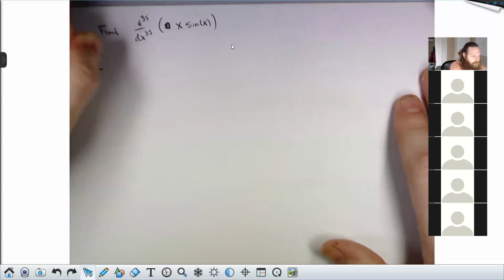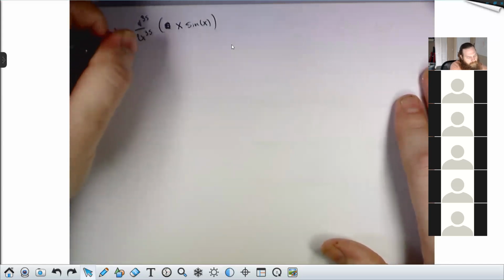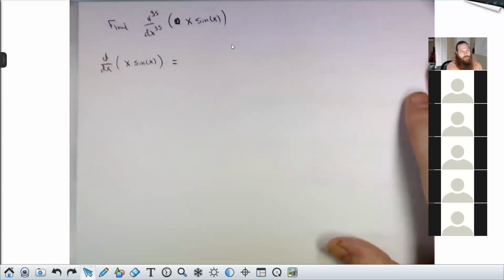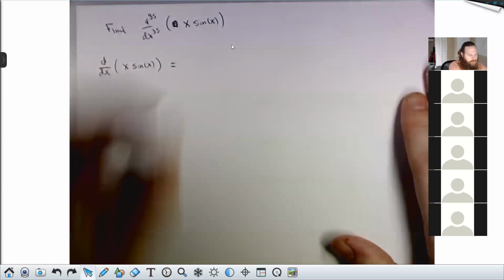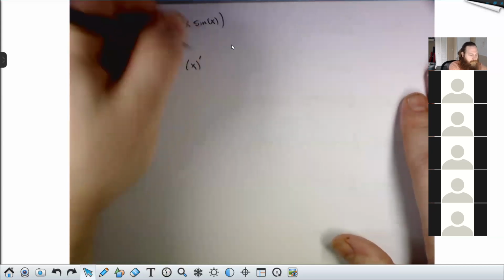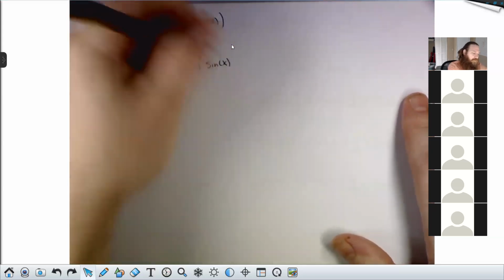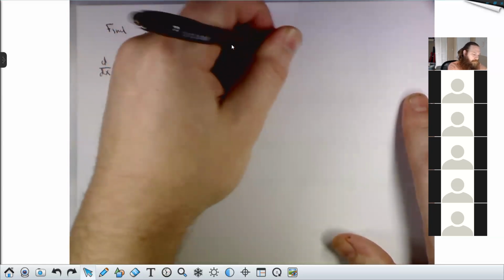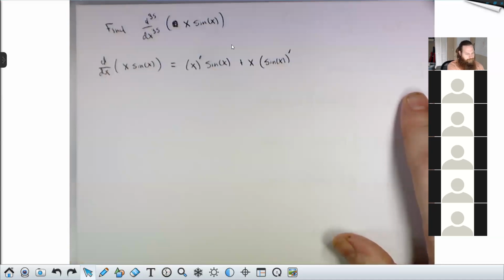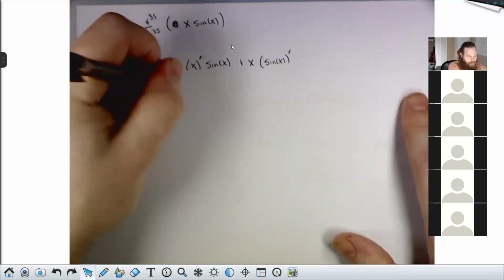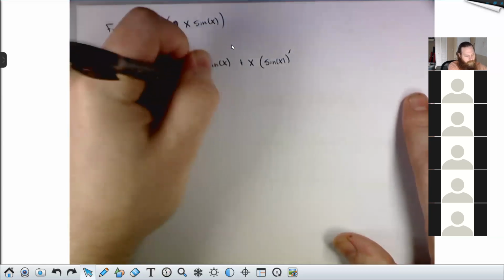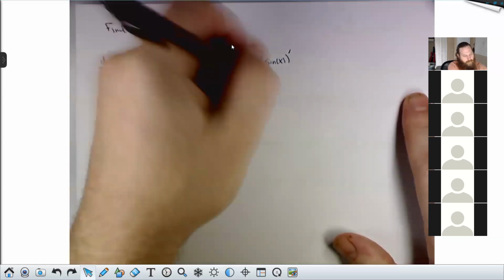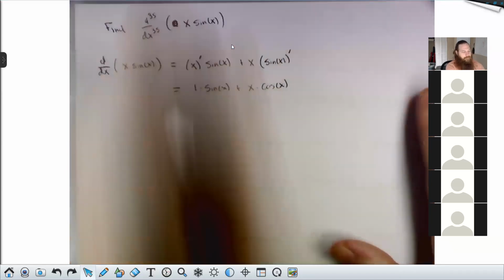So we should start by saying what the first derivative of x sine x is. This is a product rule, right, with a trig function. So this is going to be the derivative of x times sine x left alone, plus x left alone times sine x primed, which is 1 times sine x plus x times cos x.